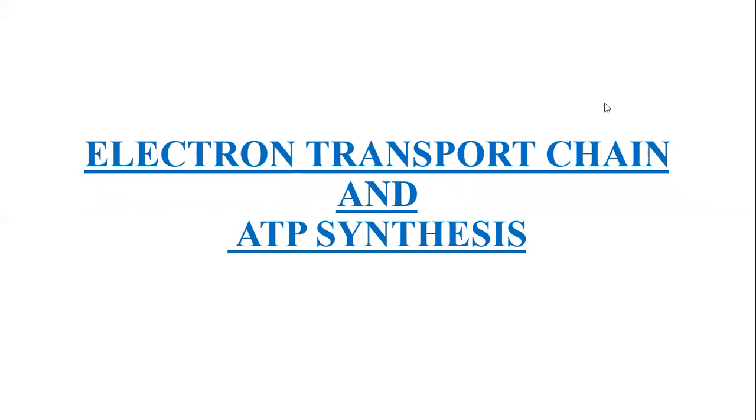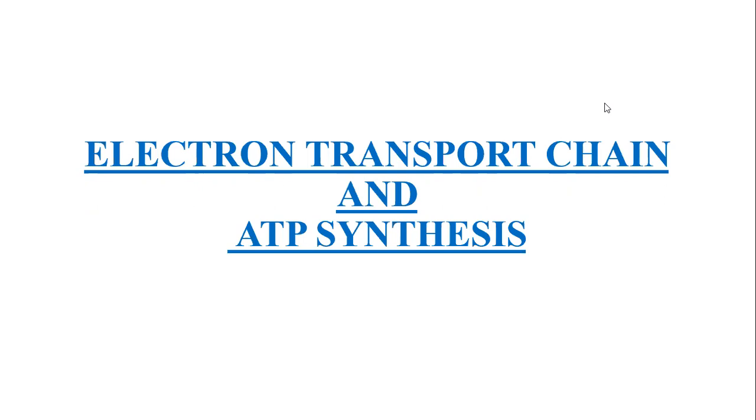Now we are going to discuss electron transport chain and ATP synthesis. You have already studied about glycolysis and Krebs cycle. This electron transport chain means cellular respiration. So we will discuss now different stages of cellular respiration. There are overall 4 stages, that is glycolysis, PDH, means pyruvate dehydrogenase complex, Krebs cycle, and electron transport system.